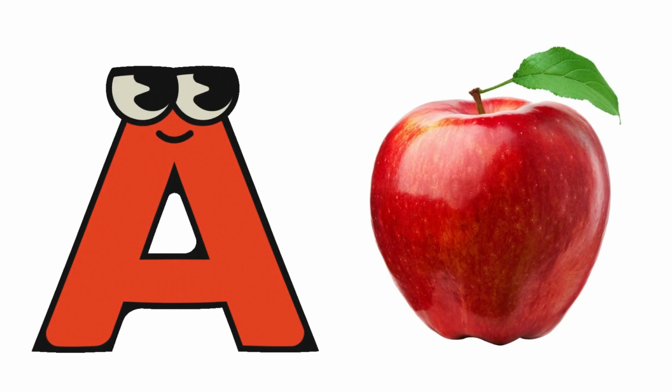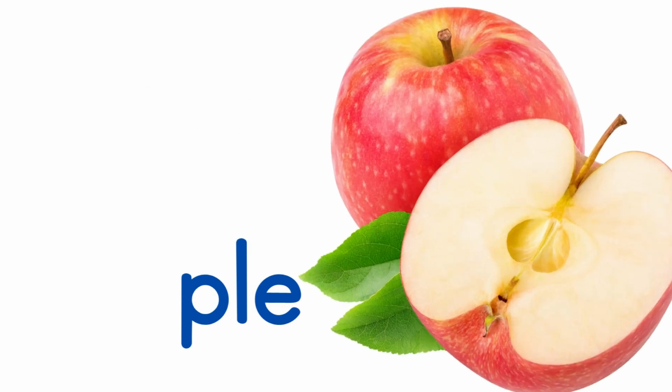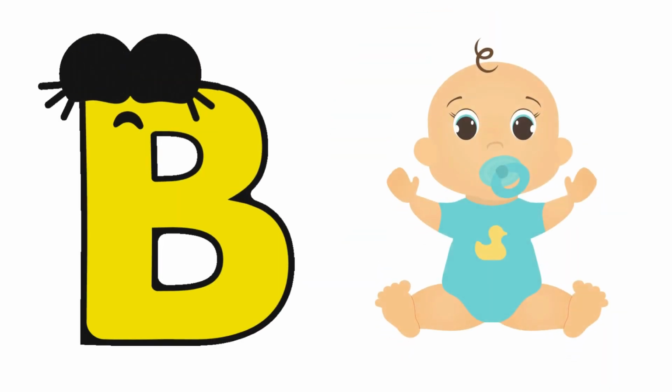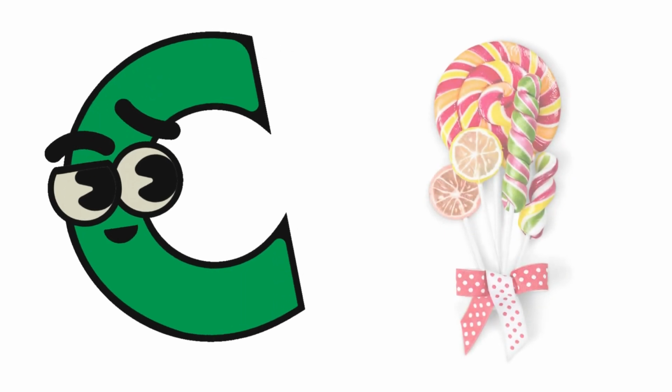A is for apple. A, apple. B is for baby. B, b, baby. B, baby. C is for candy.